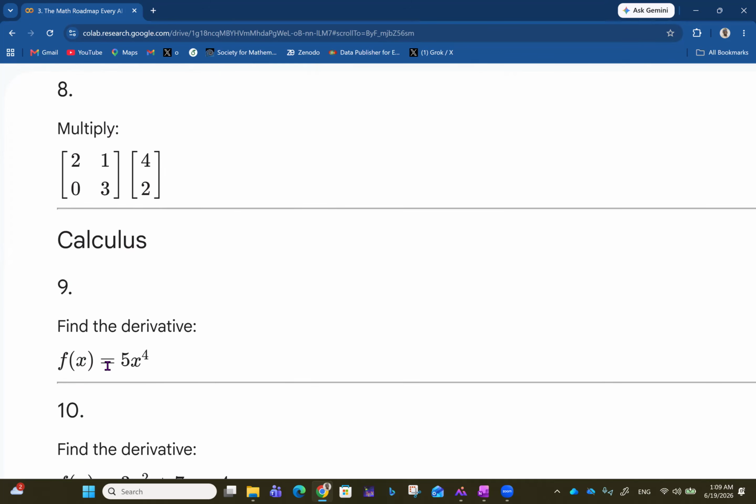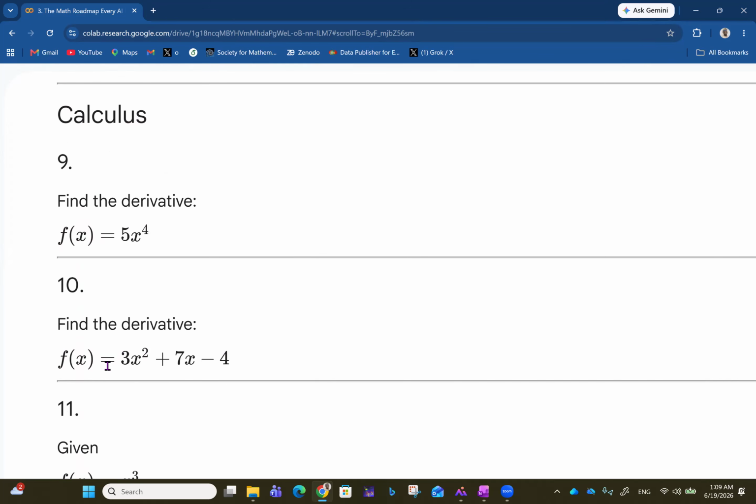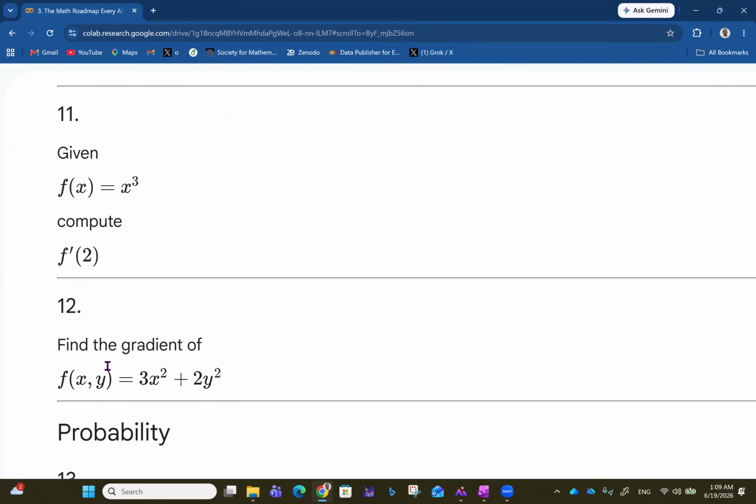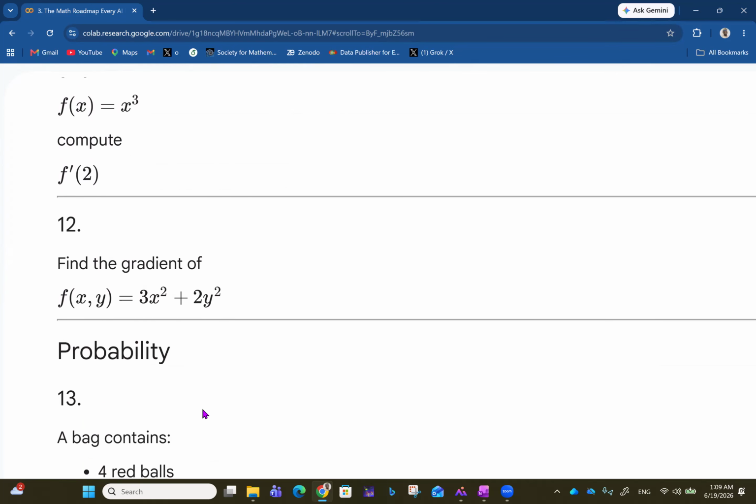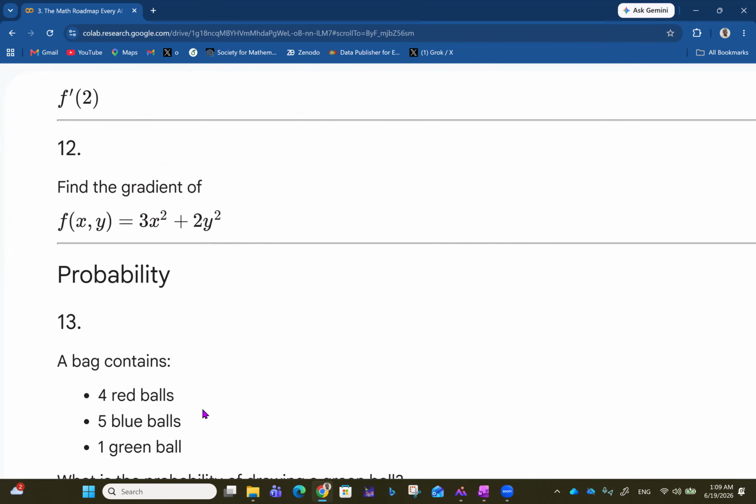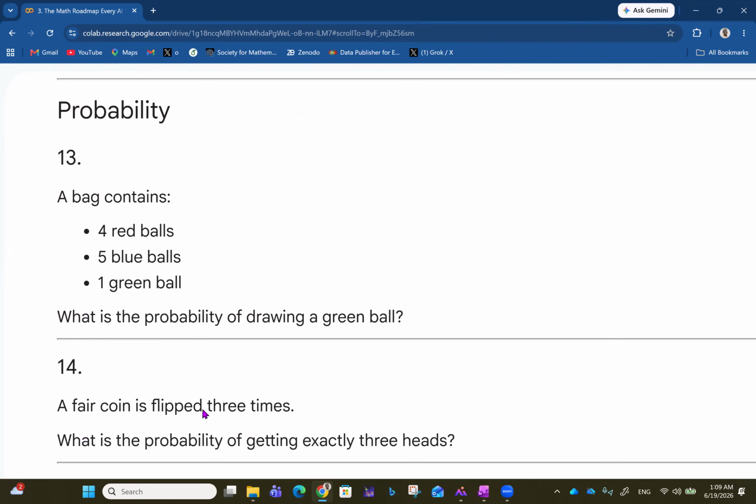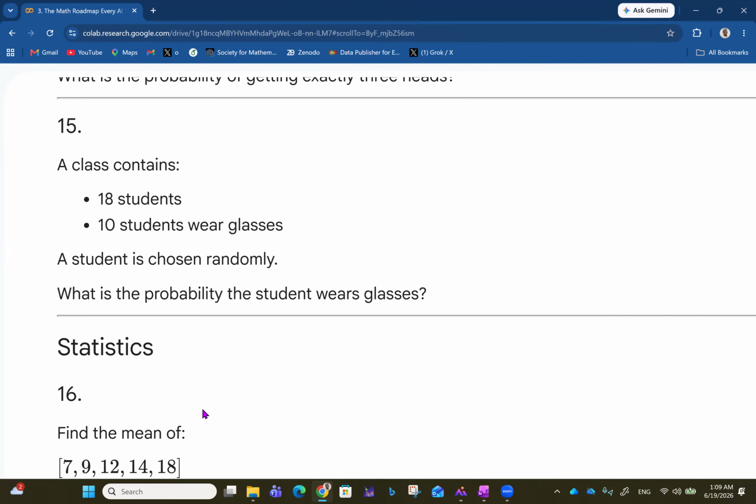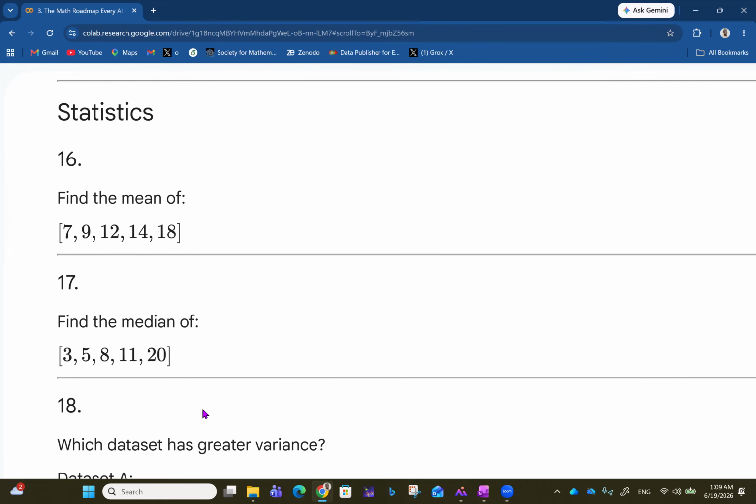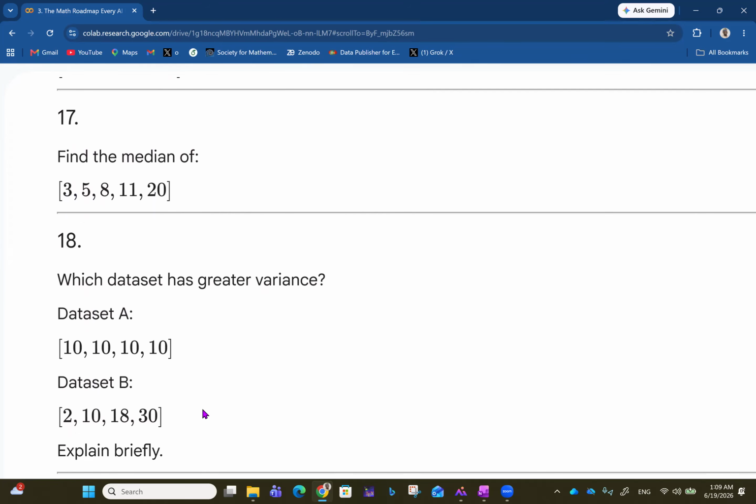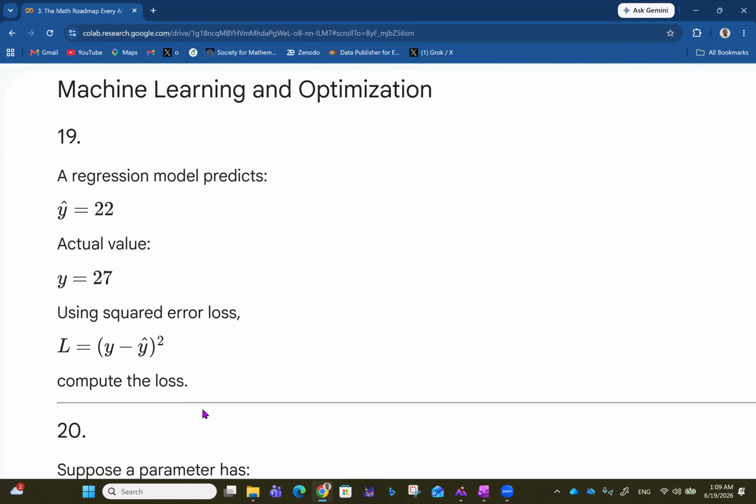That's easy. Then we have for calculus now the derivative, 9 and 10, then 11 and 12. We still have calculus. Find f of x is x cubed, compute f prime of 2. Then find the gradient. Of course, we know how to do that. You have partial f, partial x, partial f, partial y. That will simply be 6x, 4y. Then for probability now, you have questions 13 and 14, then 15 and 16 showing here. Still, you have probability and statistics now. Then 17 and 18: find the median, which data set has greater variance. That's statistics. Then 19.